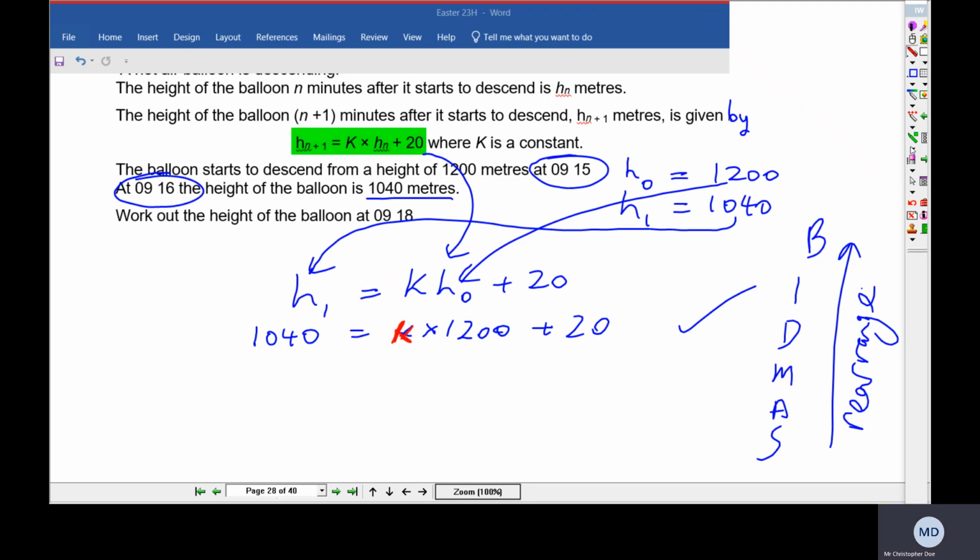So to find k, you have two things to focus on. Multiply by 1200 and plus 20. Which do you rearrange first? Do you rearrange the plus 20 to get rid of it? Or do you rearrange the times 1200? Because we want to be left with k equals, I don't know, 0.5 or 1.8. I don't know what it is, but we need to find it.